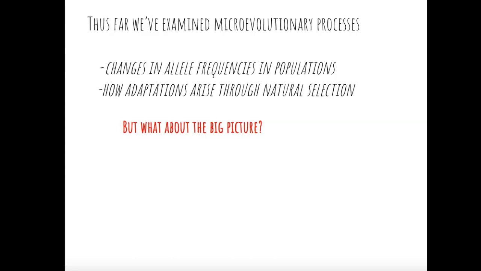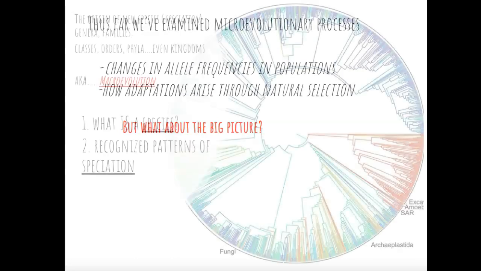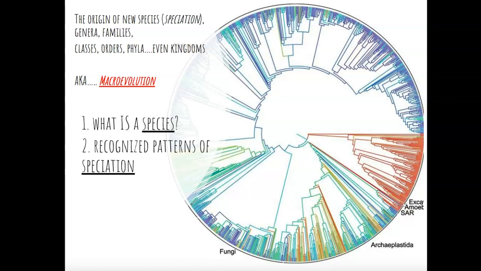But what about the big picture in all of this? So that's where macroevolution comes in. So when we're talking about macroevolution, we're talking about the origin of new species, which is speciation. It can also be the origin of new genera, families, classes, orders, phyla, or even kingdoms. So we're going to answer a few different questions here. We're going to discuss what is a species and look at different patterns of speciation.